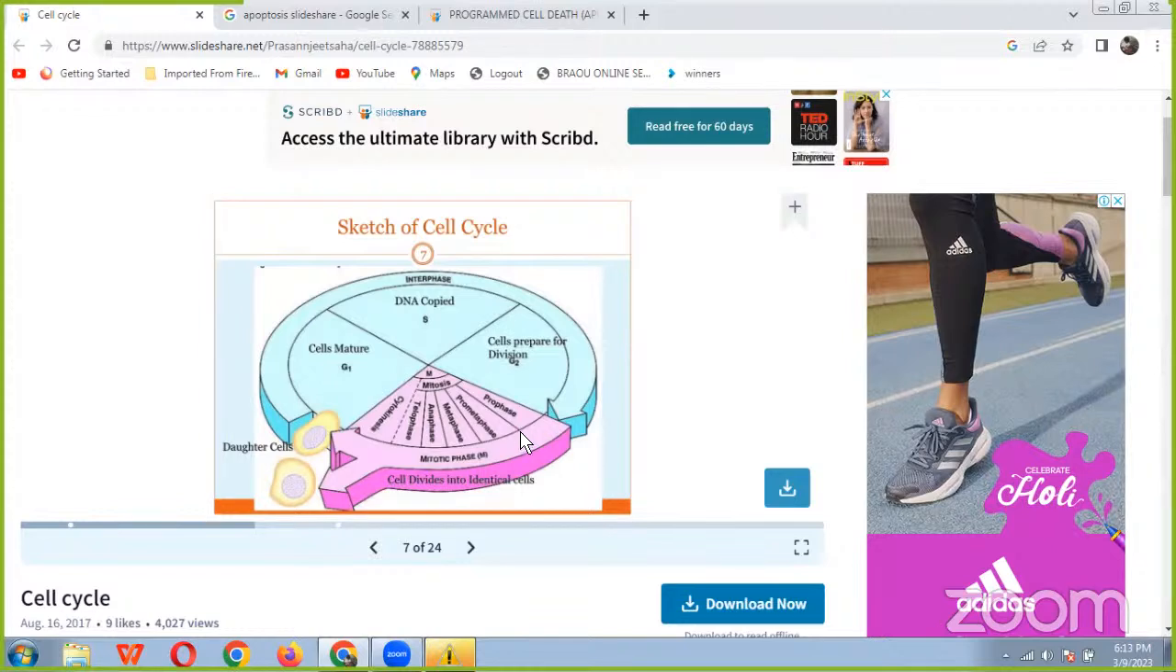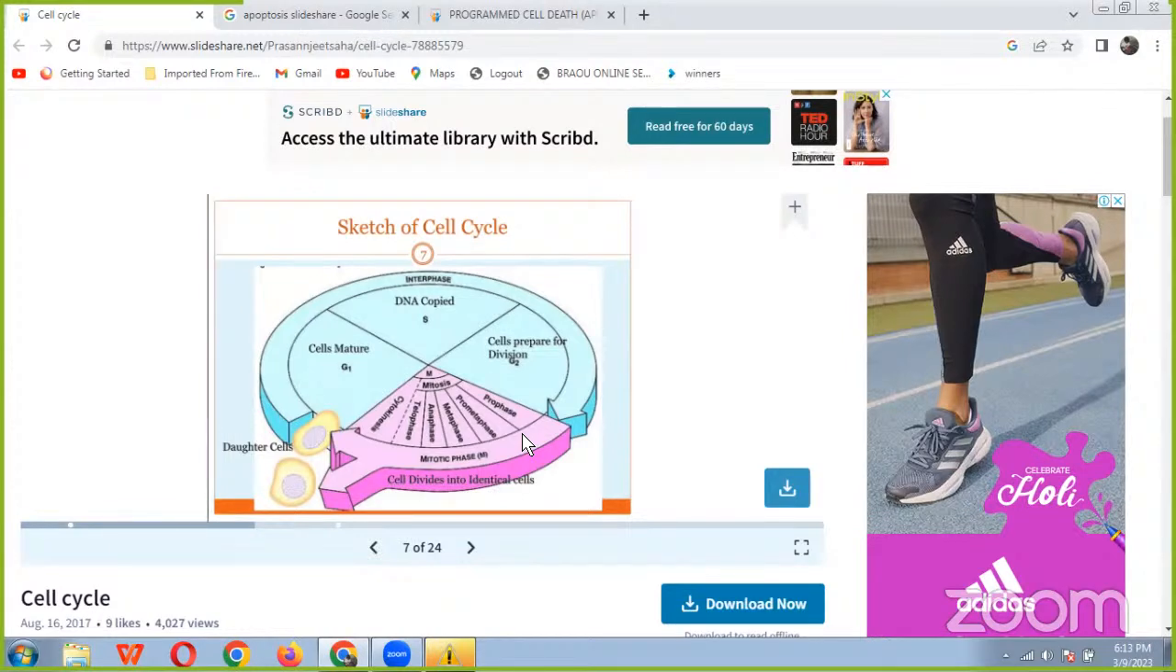Three scientists, Leland Hartwell, Paul Nurse, and Tim Hunt, discovered the molecular mechanism that regulates the various phases of the cell cycle. The three are Nobel laureates.